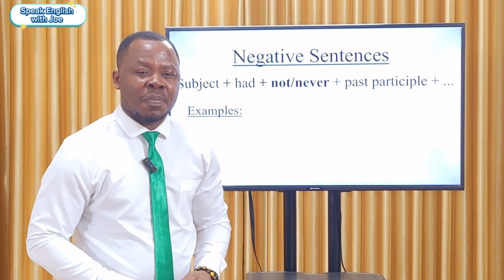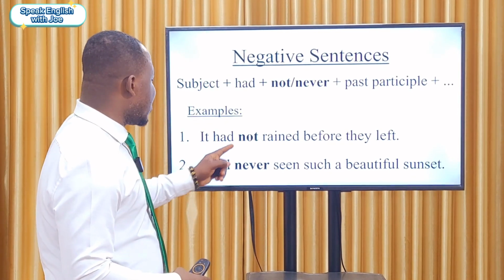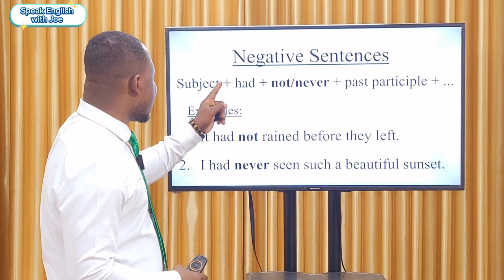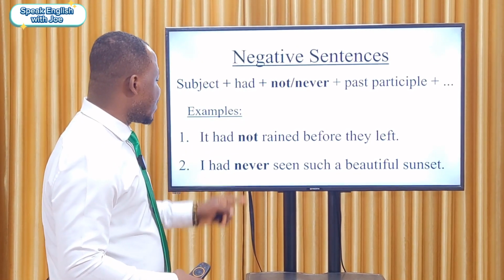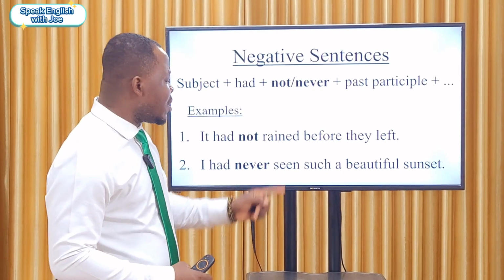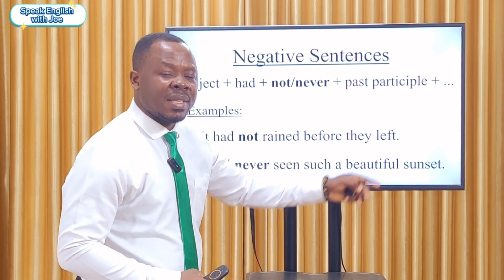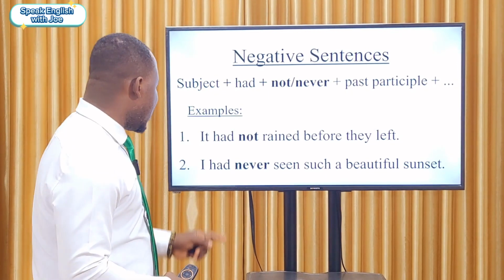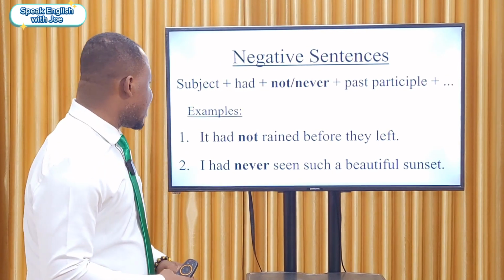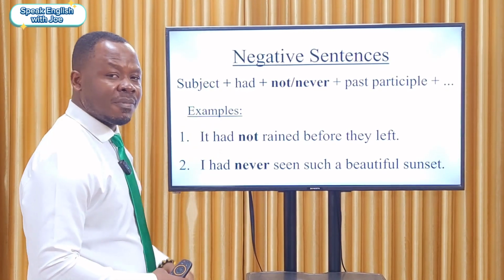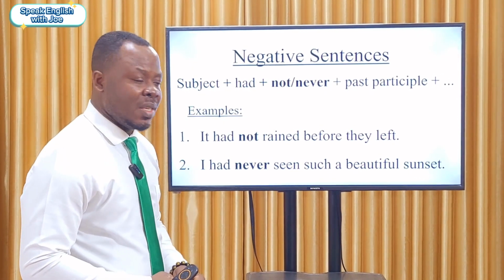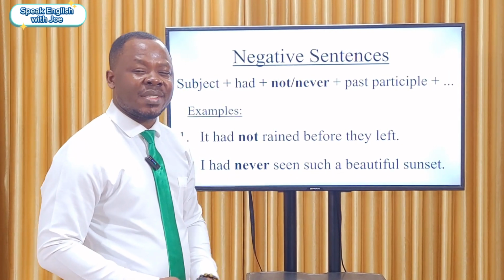Now, let's look at some examples. Number 1, it had not rained before they left. In this sentence, the subject is it, plus had, plus not, plus the past participle form of the verb rain, which is rained, plus the rest of the sentence. And number 2, I had never seen such a beautiful sunset. In this sentence, the subject is I plus had plus never plus the past participle form of the verb see, which is seen, plus the rest of the sentence.